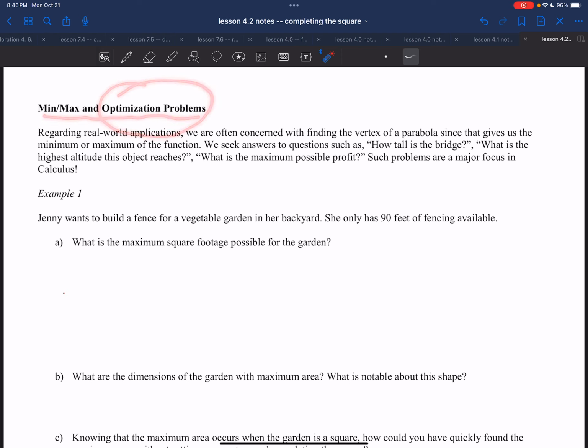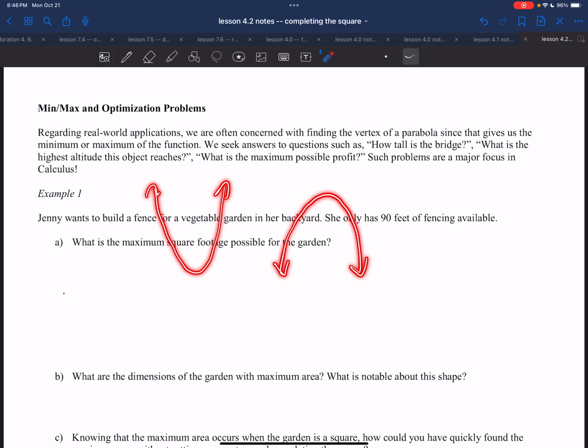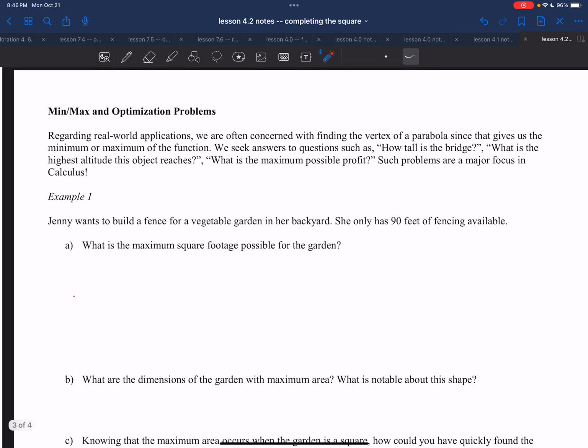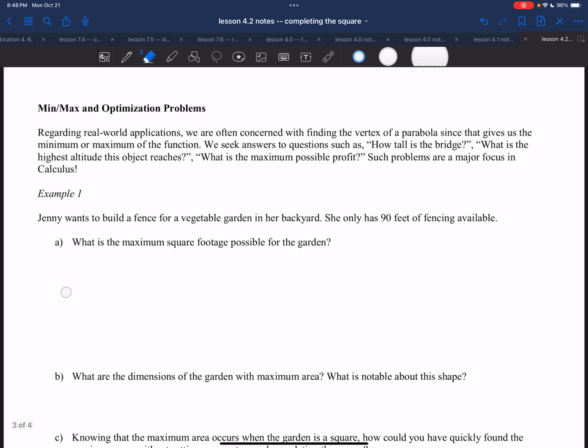Getting into the video now, we're talking about parabolas. Parabolas look like this or like this, and they either have a minimum or a maximum. When we say optimization, you're usually trying to maximize something. Here's an example: if you've seen the Golden Gate Bridge, it kind of looks like this.